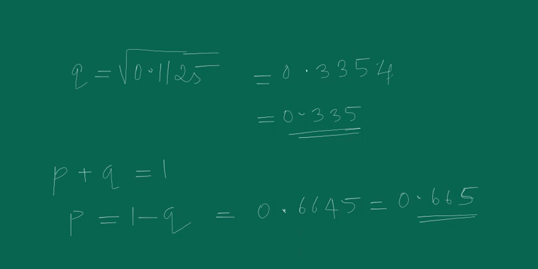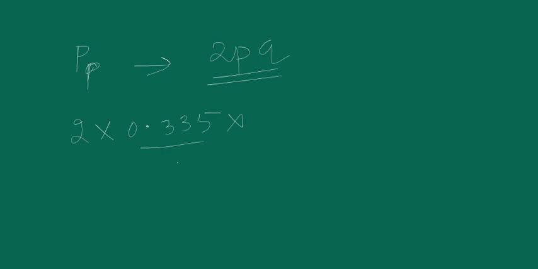Now moving to what is the frequency of the heterozygous plants in the field? Heterozygous alleles they are asking about. Heterozygous alleles means what? That will be capital P, small p. This is the heterozygous allele. That will be our 2pq. So 2 into 0.335, this was our q, into 0.665, this was our p. So what will you get if you multiply this?